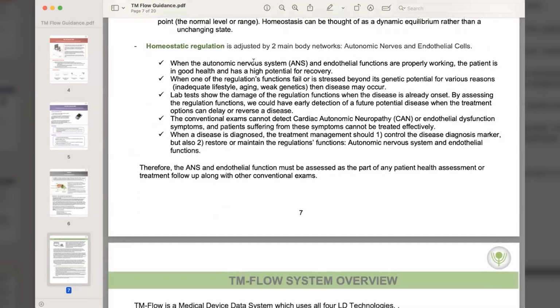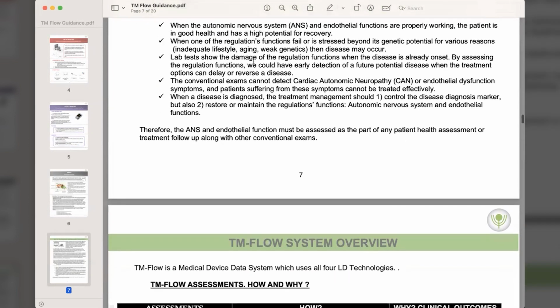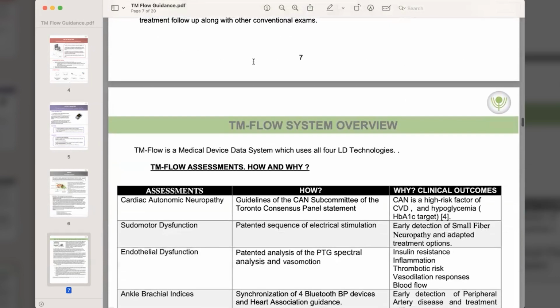Homeostatic regulation is adjusted by two main body networks, autonomic nerves and the endothelial cells. The endothelial cells are the cells on the walls of your blood vessels and arteries, and your autonomic nerves are the small nerves that maintain your autonomic system. When they're working together, the patient is in good health and can recover from illness. When they're stressed, there are a lot of diseases that can happen. That's the crux of what we're testing for, and that's why they're in coordination with one another.